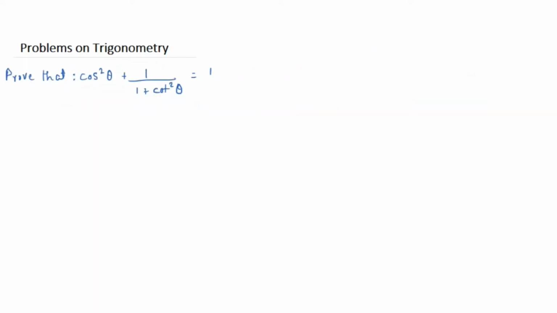Okay, and then we come to the next question, which is to prove that cos square theta plus 1 over 1 plus cot square theta should be equal to 1. Now, if you remember the square identities, we'll remember that 1 plus cot square theta was equal to cosec square theta. So that's one of the square identities. So I'm just going to substitute this value of 1 plus cot square theta into this.